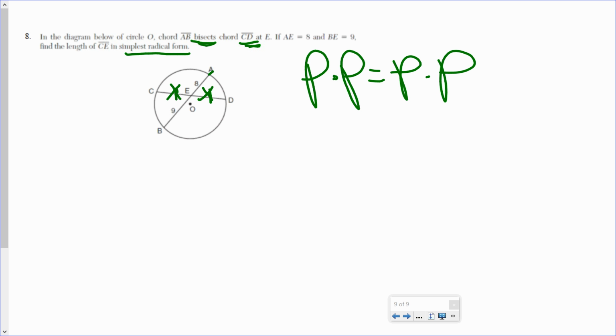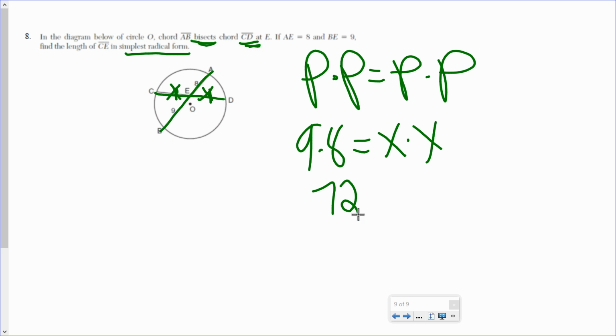Let's start with part times part for this one. 9 times 8 equals X times X. Do the algebra. 72 equals X squared. To get rid of the square, I do the square root. Now, 72 is not a perfect square. It's asking for the answer in simplest radical form.